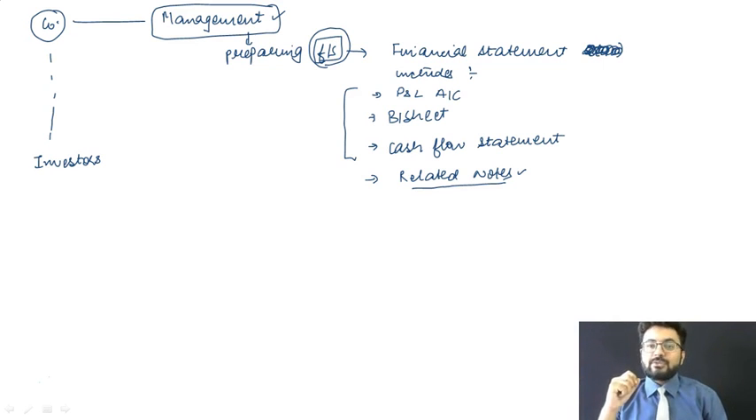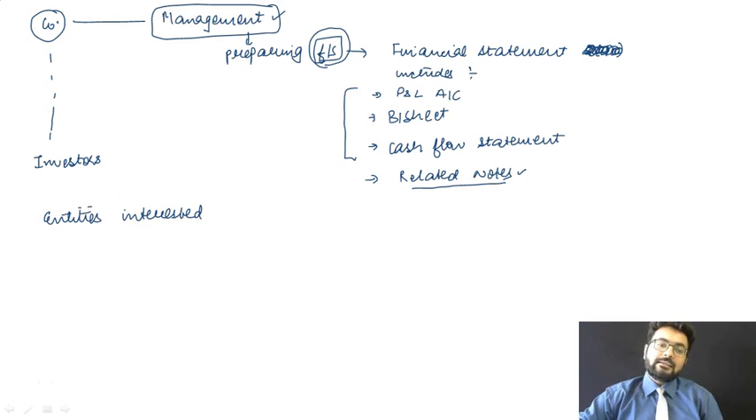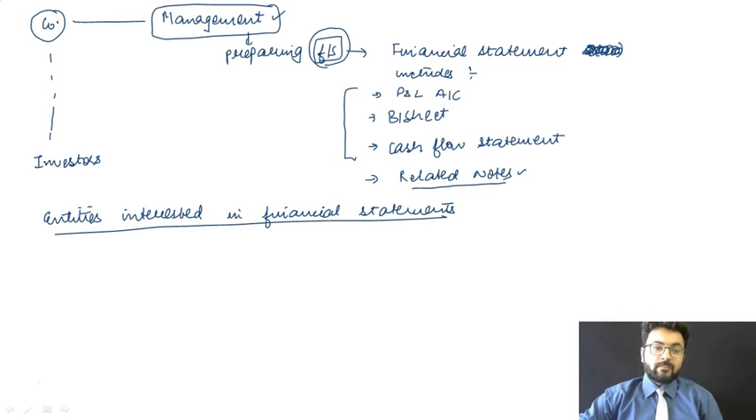Now, in that particular situation, just like that, which are the parties who may be interested into the financial statements? So we can write it as entities interested in financial statements. When it comes to financial statement of a company, who are the people who are interested in financial statements? So there are particularly, you will find that there are so many entities. The very first is shareholder. Shareholder when it comes to a company, or proprietor when it comes to a particular proprietorship.